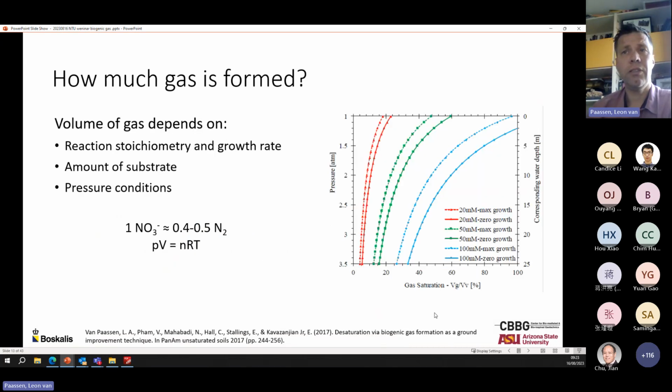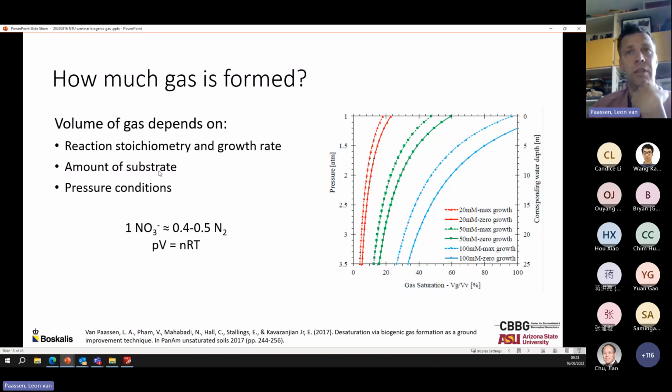So that is just the amount of products in moles per liter. But then eventually you want to convert the moles per liter to volume of gas, or the amount of gas saturation. Well, that is also relatively simply done using the ideal gas law and Henry's coefficient to incorporate for solubility of the gas.